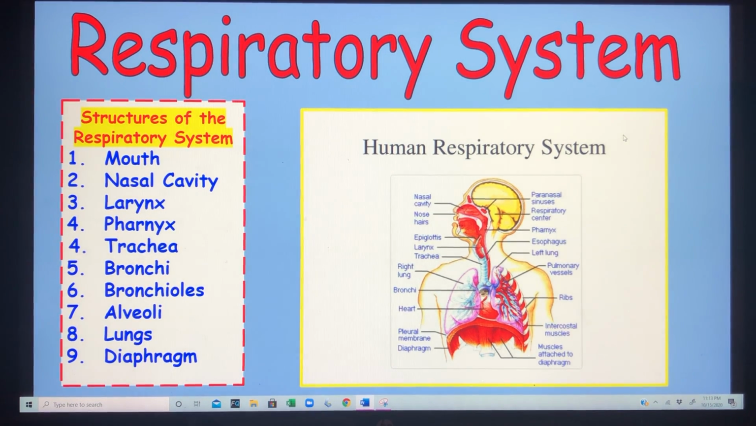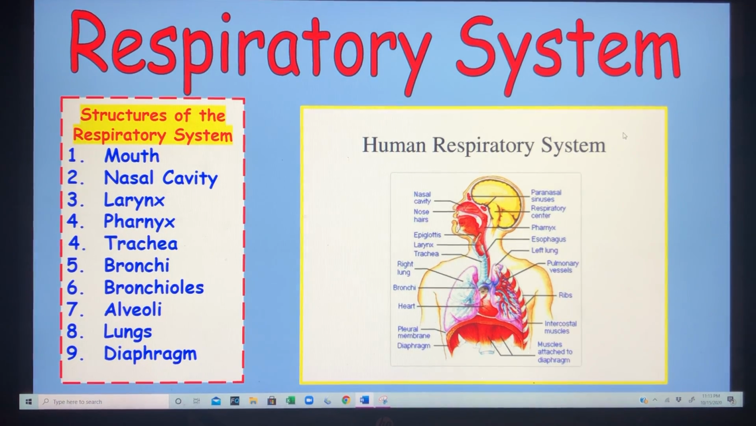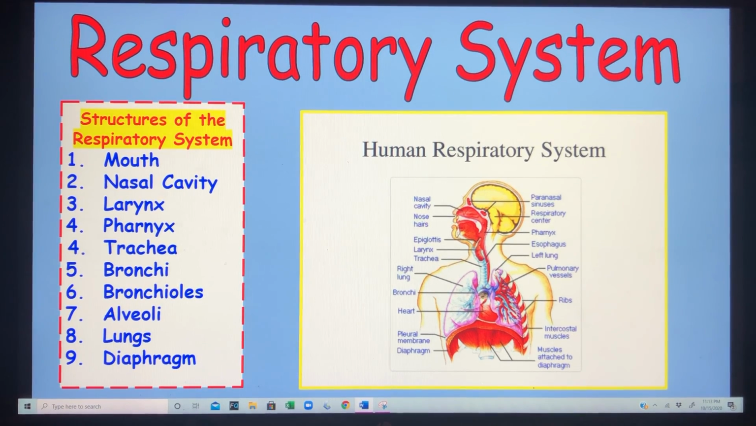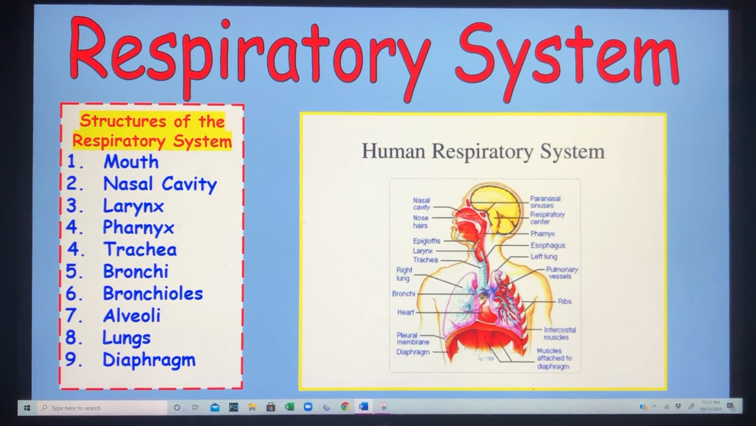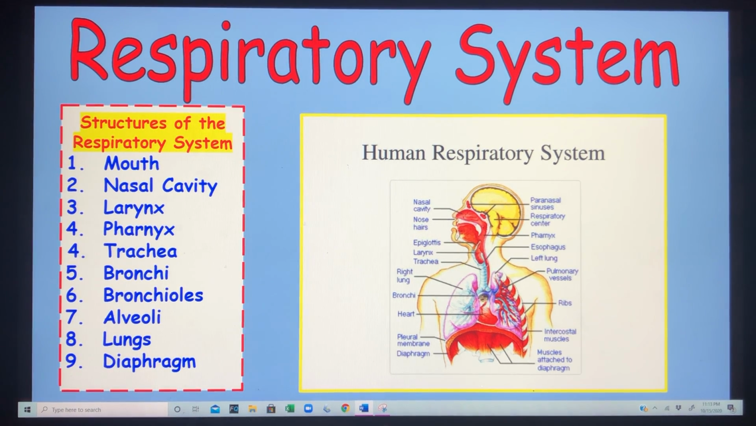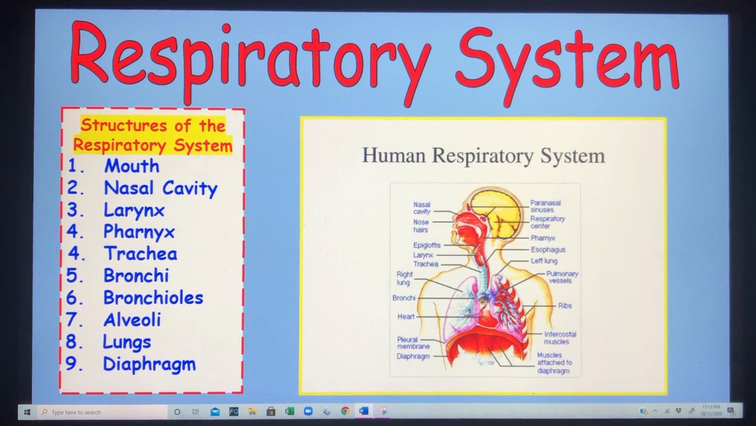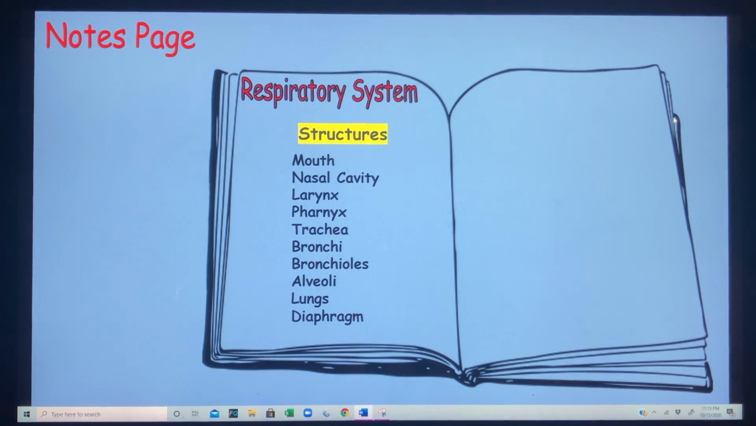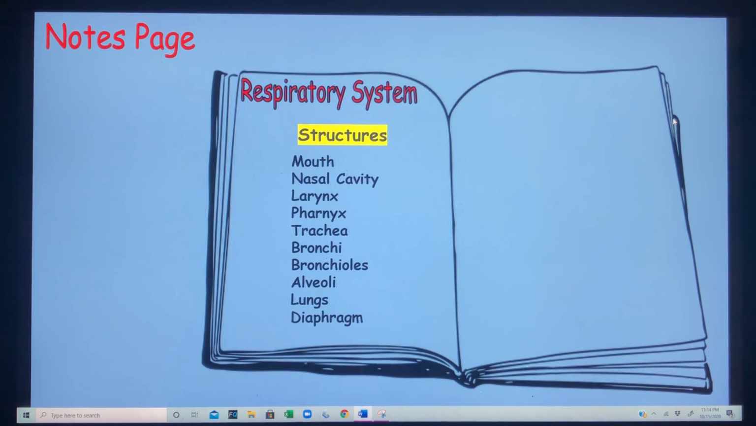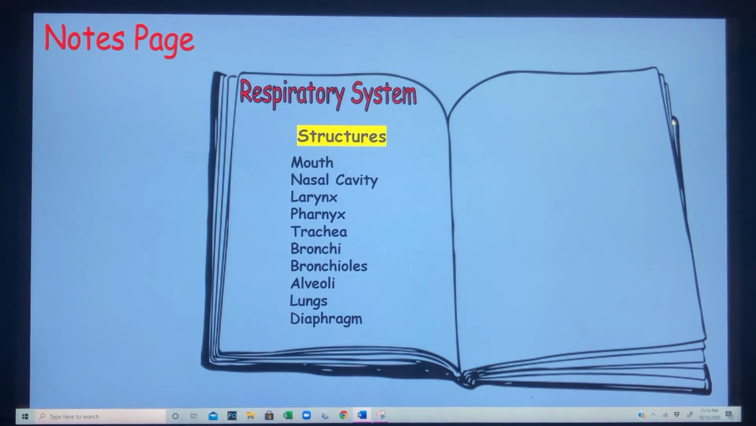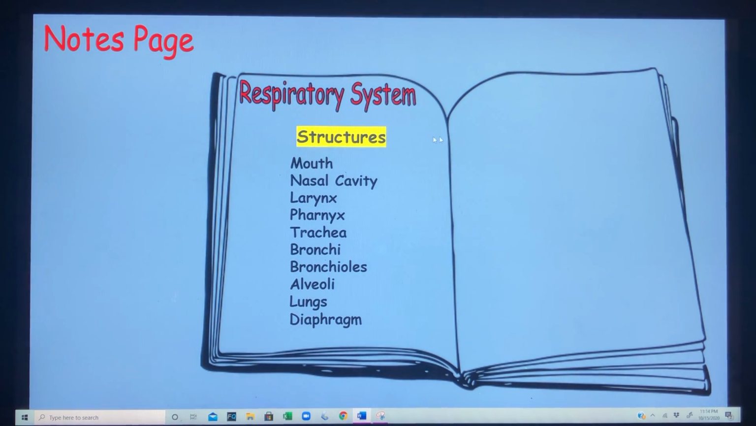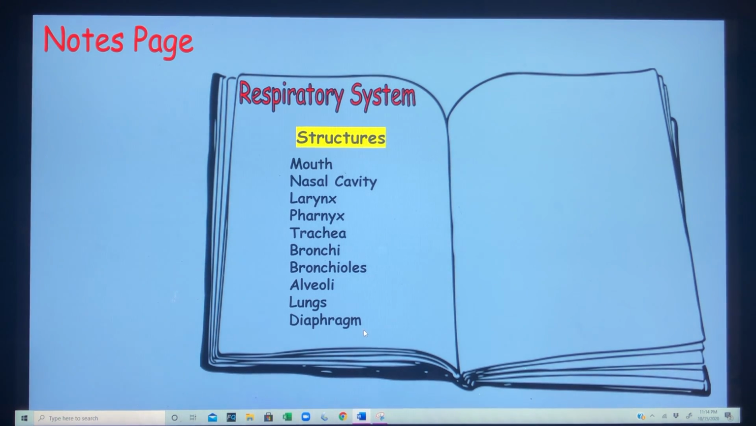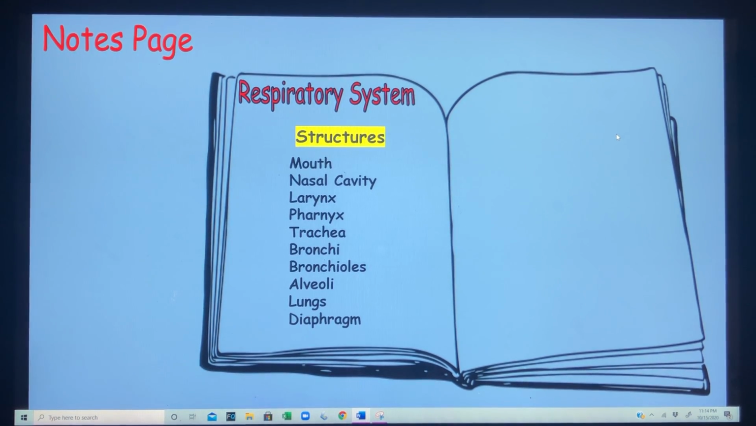There are different structures and parts of the respiratory system. We will be learning about the mouth, the nasal cavity, larynx, pharynx, trachea, bronchi, bronchioles, alveoli, lungs, and the diaphragm. You will make another entry into your science notebook with the different structures of the respiratory system. Just a reminder, push pause if you need extra time.